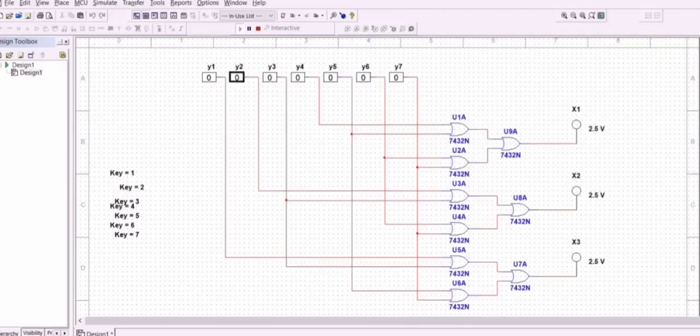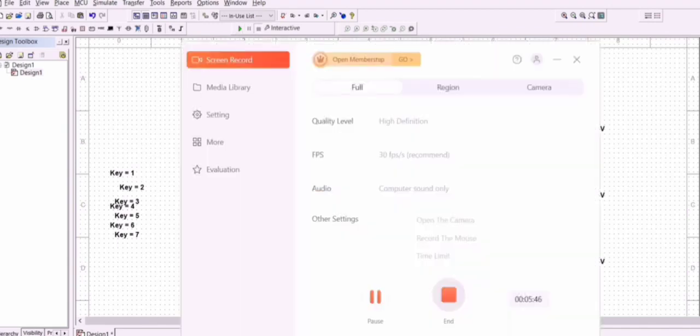If we give 1 for the third input, the second and third bulbs are glowing. For the fourth and then the fifth, 1 and 3 are glowing, and then for the sixth, 1 and 2 are glowing. Then if you give 1 for the seventh input, all the bulbs are glowing. That's it. Now let's see about the decoder.